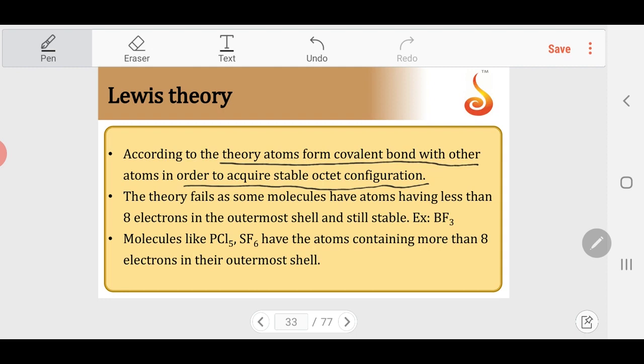But this theory fails to explain bonding in some of the molecules. Some molecules may have less than 8 electrons in the outermost shell but still the molecule is stable, and we have even superoctets, with more than 8 electrons in the outermost shell, but still they are stable. So BF3 is called a Lewis acid, which has only 6 electrons in the outermost shell of boron, still the molecule is quite stable. And PCl5 and SF6 are molecules where phosphorus has 10 electrons and sulfur has 12 electrons around the central atom in their outermost shell, but still the molecules are quite highly stable. So this concept could not be explained by Lewis theory.